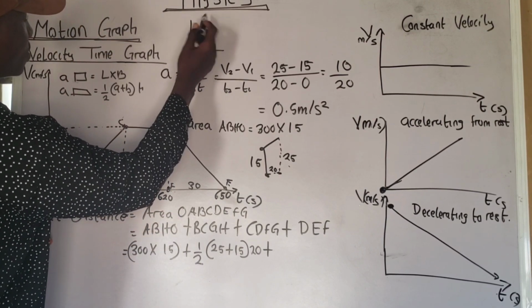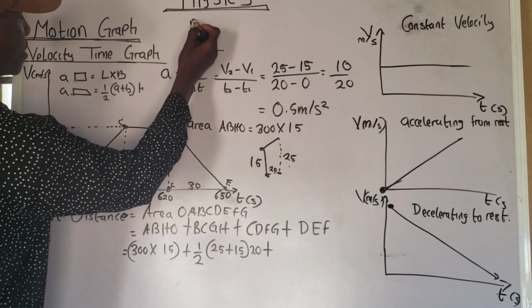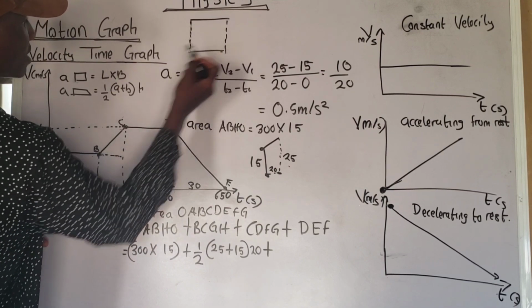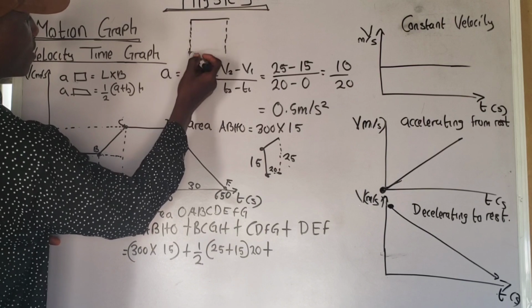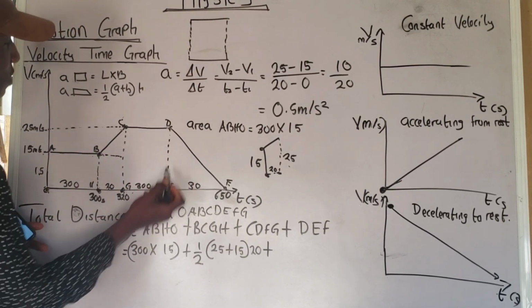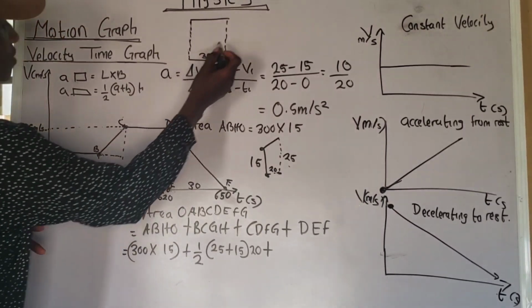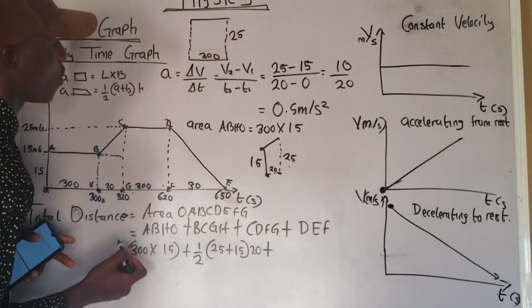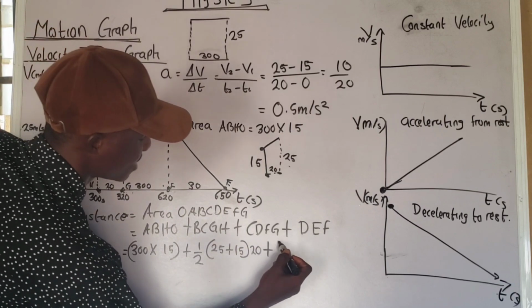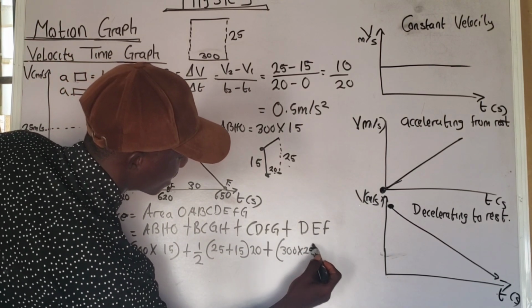Look, let me draw it here, okay? We have something like this. You can see that this is the rectangle. Now, the distance from this point to this point is 300, okay? And the distance from this point to this point is 25. So for this, I'm going to have 300 multiplied by 25.